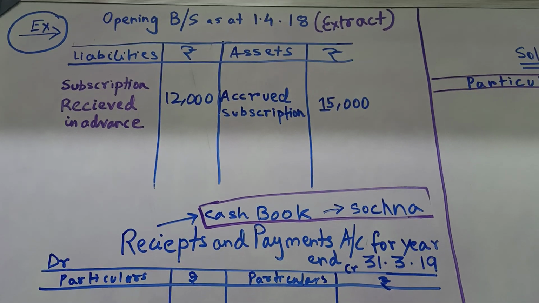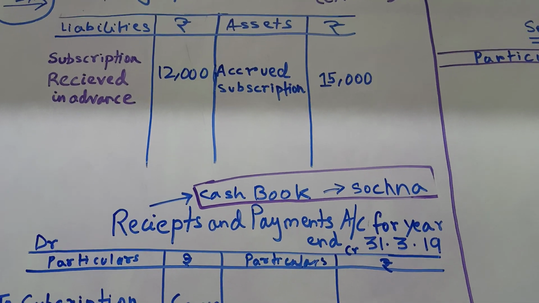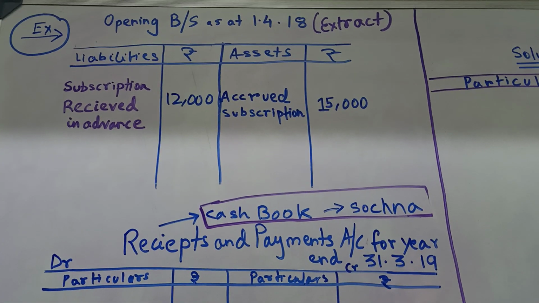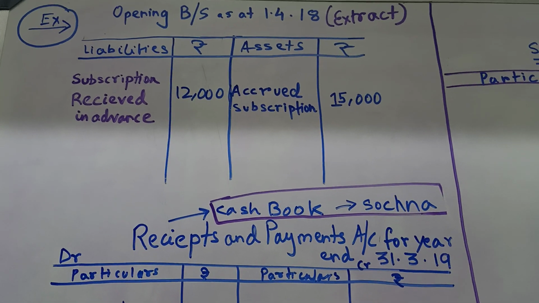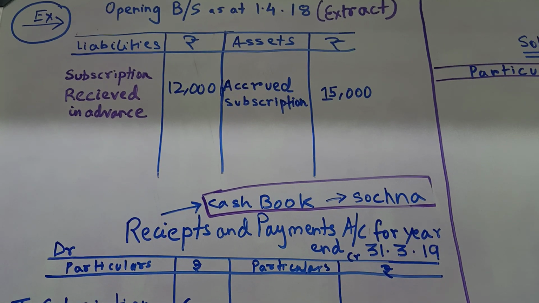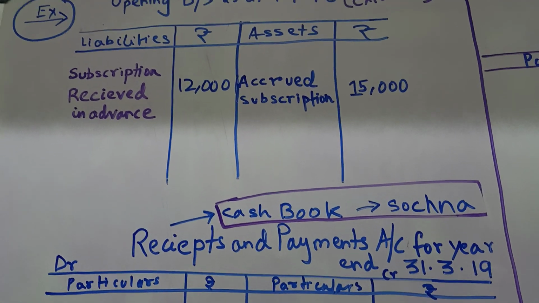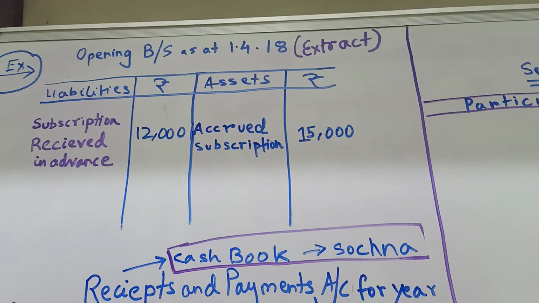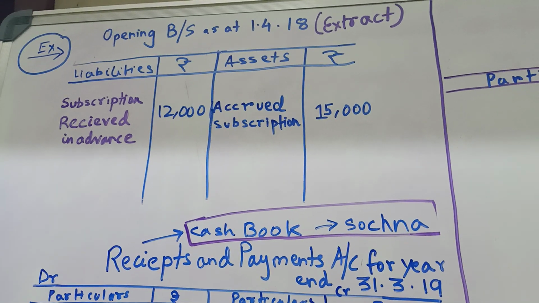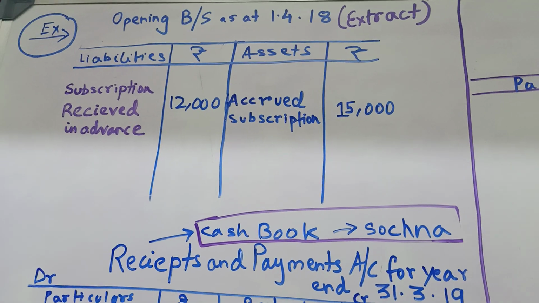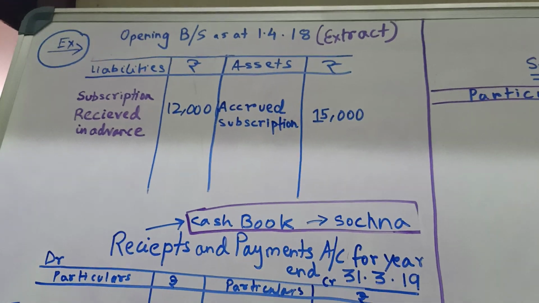So if you guys haven't watched the video on the treatment of subscription or any other source of income for NPO, I suggest you please watch the previous video and then come and solve this example. It would be more clear, definite and precise for all of you.